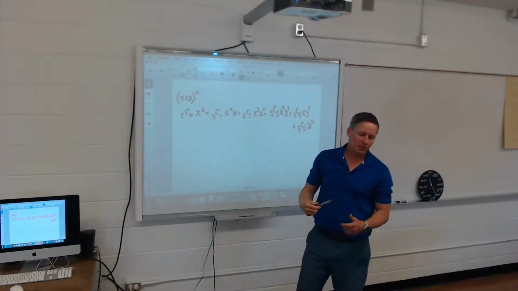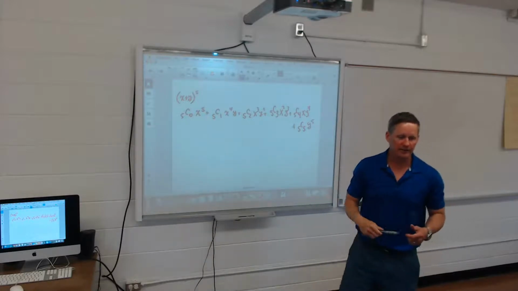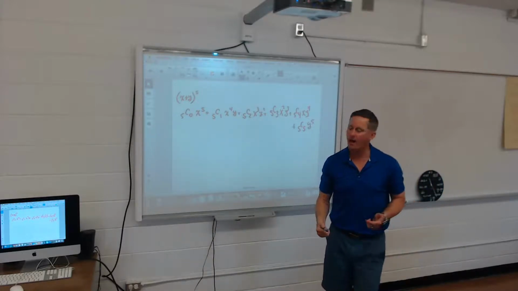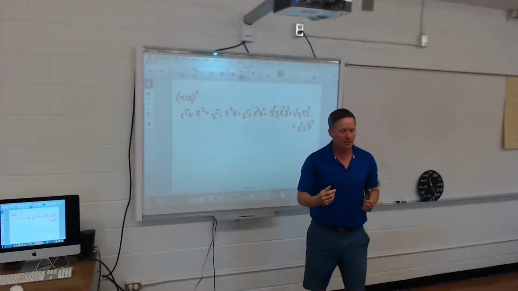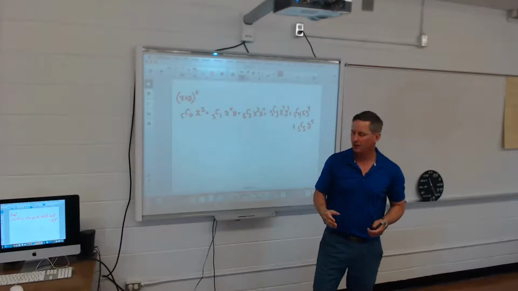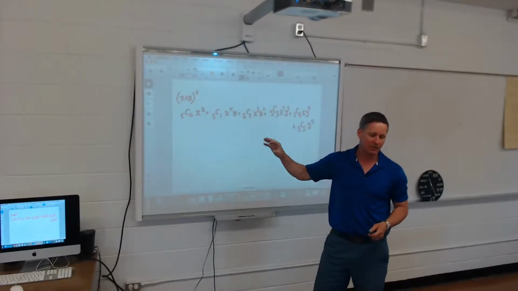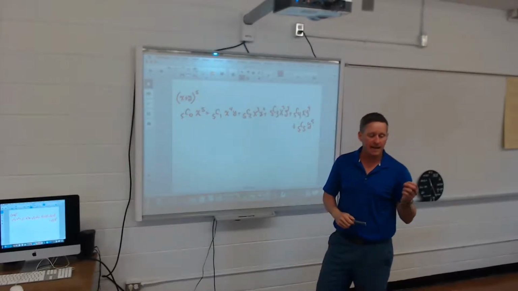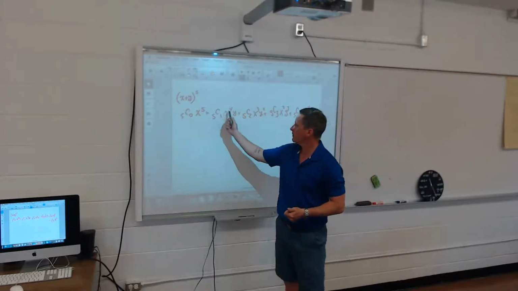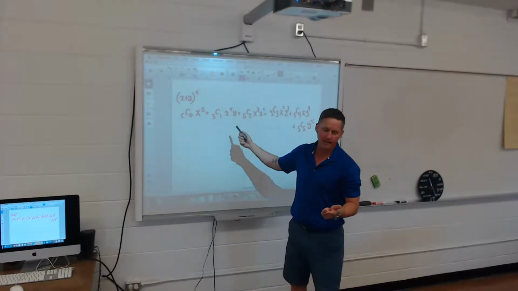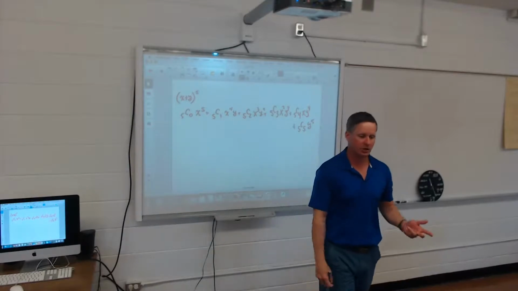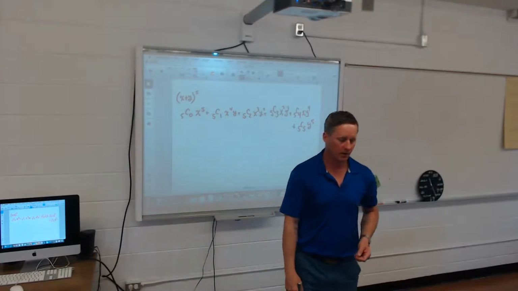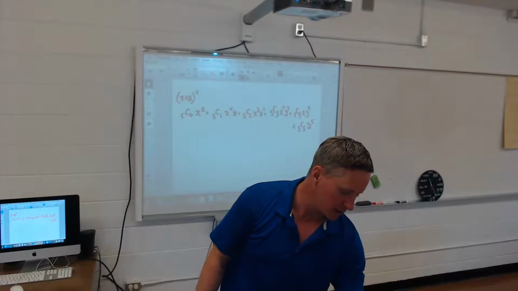So the combinations can be used rather than Pascal's triangle at any time to get your coefficient that goes in front. Now, when you expand a binomial expansion, each of these terms has 3 parts to it. You have a coefficient, you have your first term, and you have your second term. And the exponents need to add to give you whatever the exponent of the expansion is.